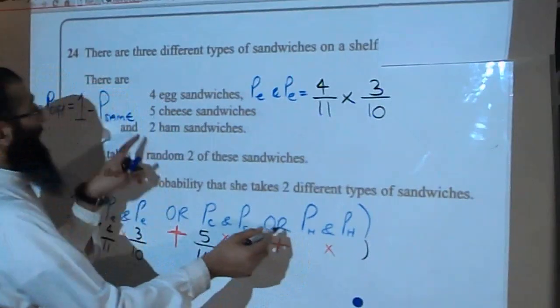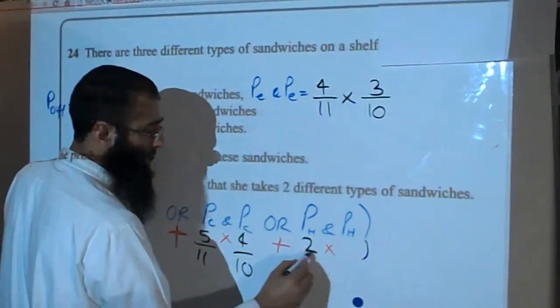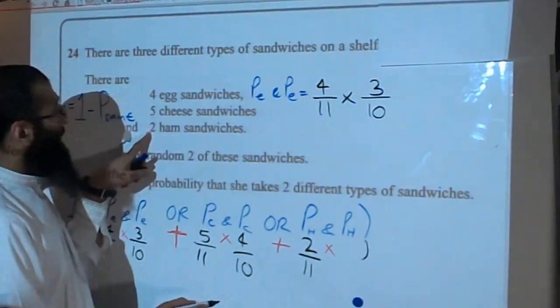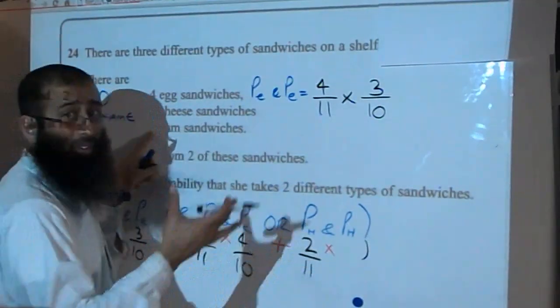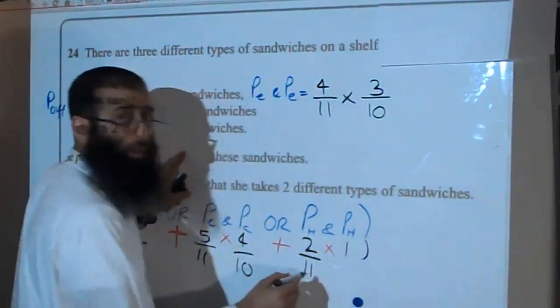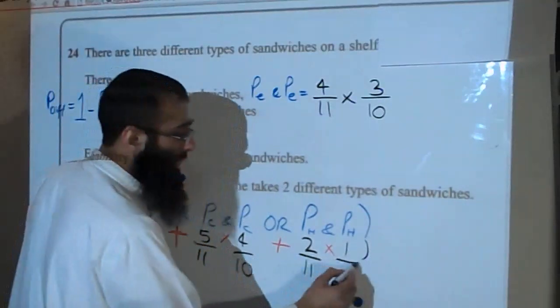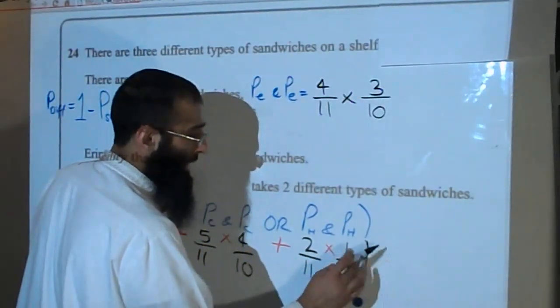And plus probability of a ham. You have 2 ham sandwiches, so probability of ham is 2 out of 11. Once you've picked 1 ham sandwich, you have 1 less, or 2 minus 1 is 1. You had 11 sandwiches originally, but now you have 10. So that gives us that calculation there.